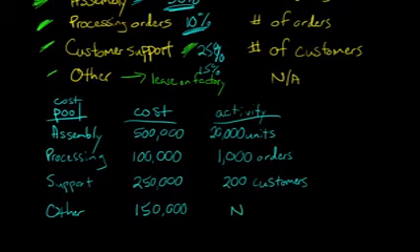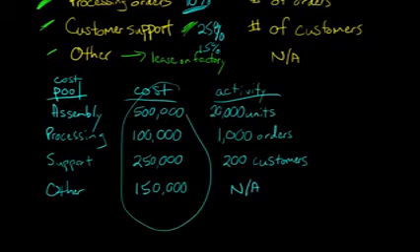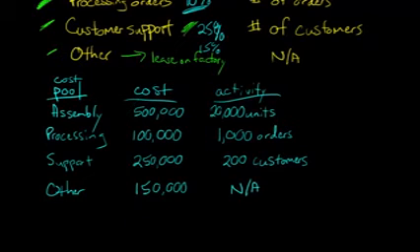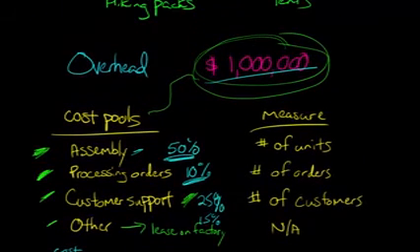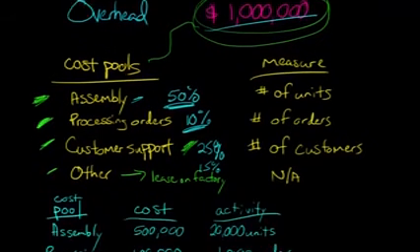And here we don't have an activity because we're not measuring it. We're just saying we actually don't want to consider it. So now if you add all this up, you're going to get to $1 million, right? So we basically just took that million and we spread it across these cost pools. That's all we did here. So now let's go down.